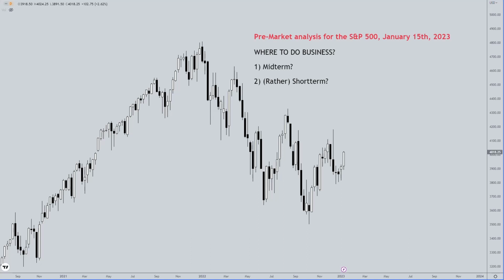What's my aim today? You can already see it. Define the key areas and levels of price that you might want to do business at, and break them down into possible midterm trade scenarios and also rather short-term trade scenarios. So let's get started on the higher time frames, meaning on the weekly chart.